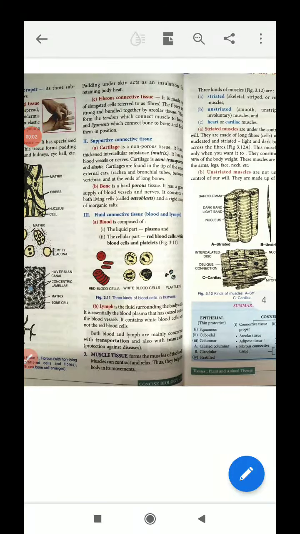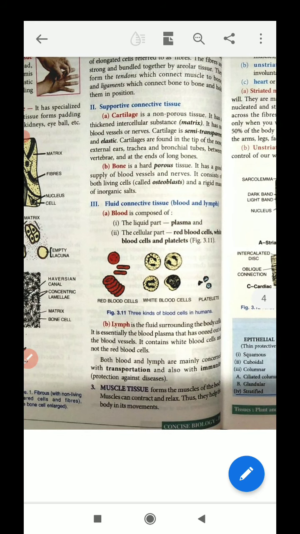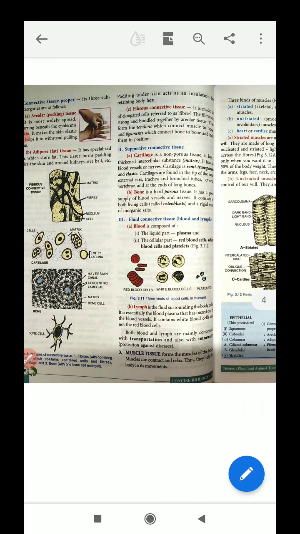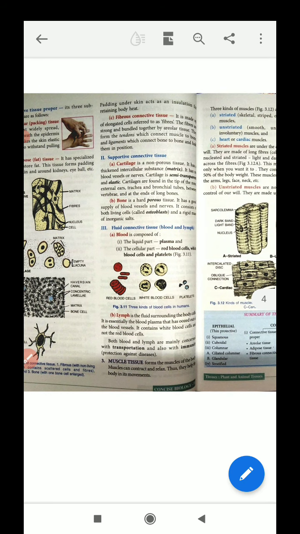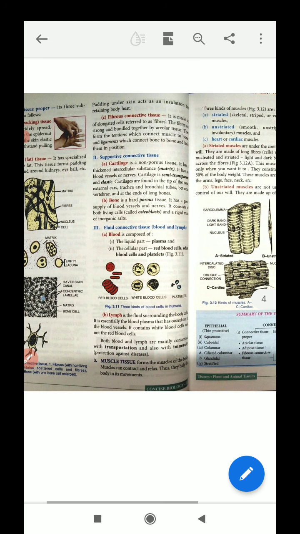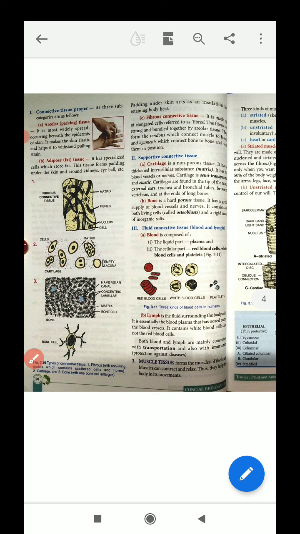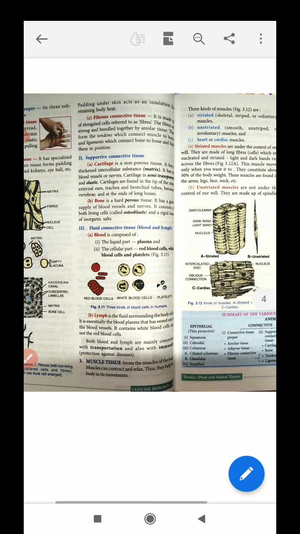My dear students. Today we'll learn about fluid connective tissue. Last lecture I explained that connective tissue is used to connect the different parts of the body, and that there are different types: one is supportive, another is fluid, and another is connective. So connective, supportive, and fluid. These three types of connective tissues are there. So here you can see what fluid connective tissue is.